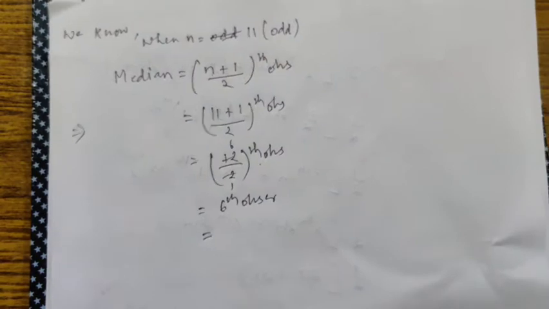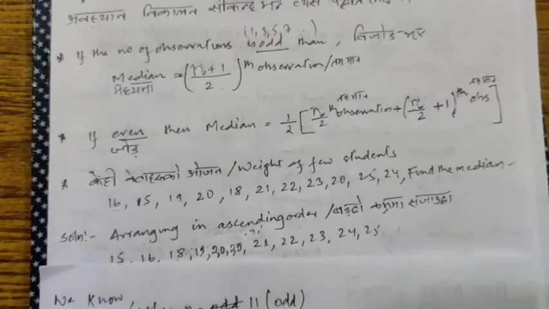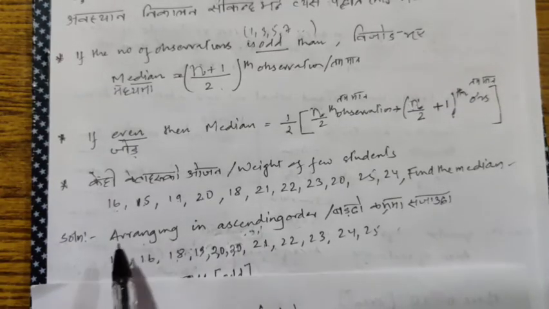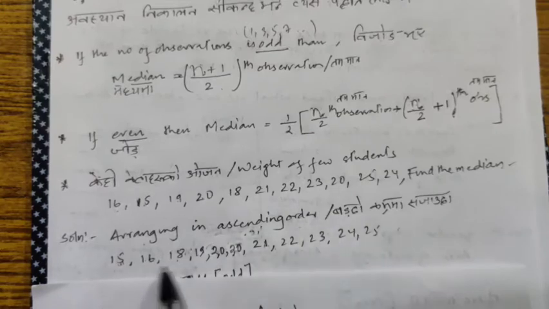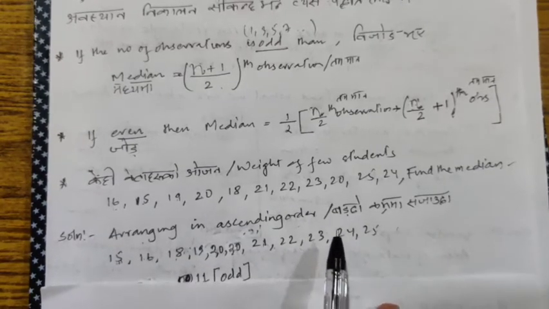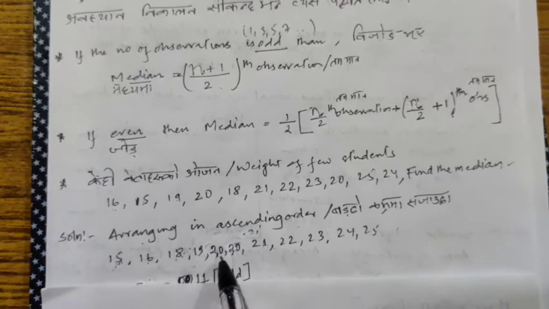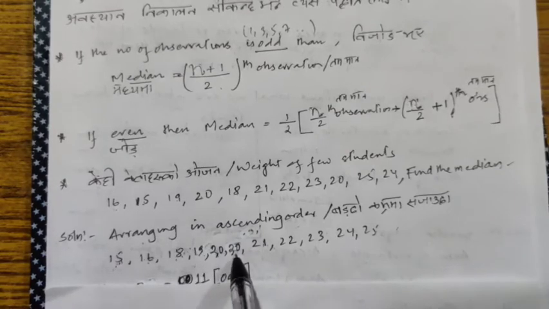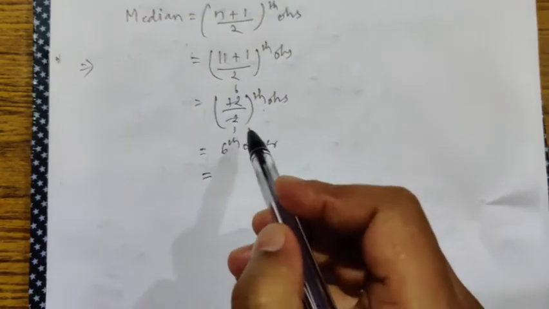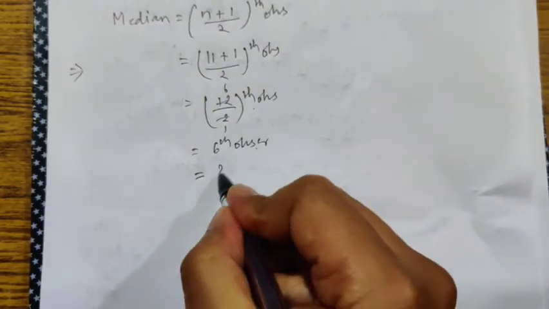So let's see what's our 6th observation. Let's go to our raw data. Can you see this is our raw data, and we had arranged this in ascending order. So let's see what's our 6th observation. 1, 2, 3, 4, 5, 6. What is our 6th observation? 20. So our answer is the 6th observation, which is 20.